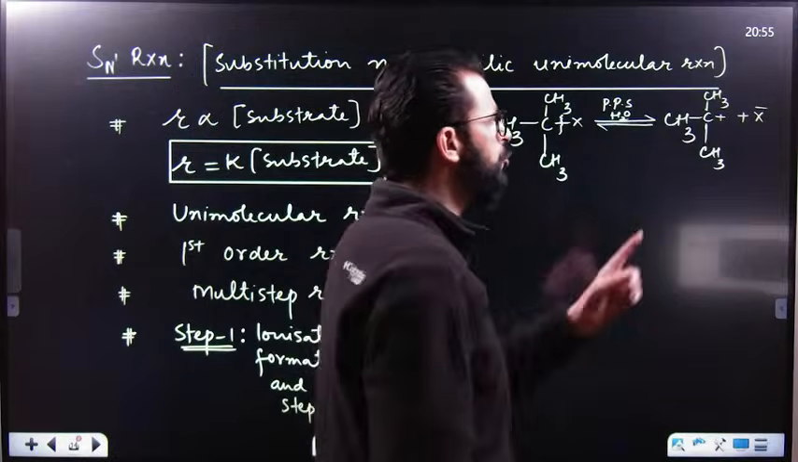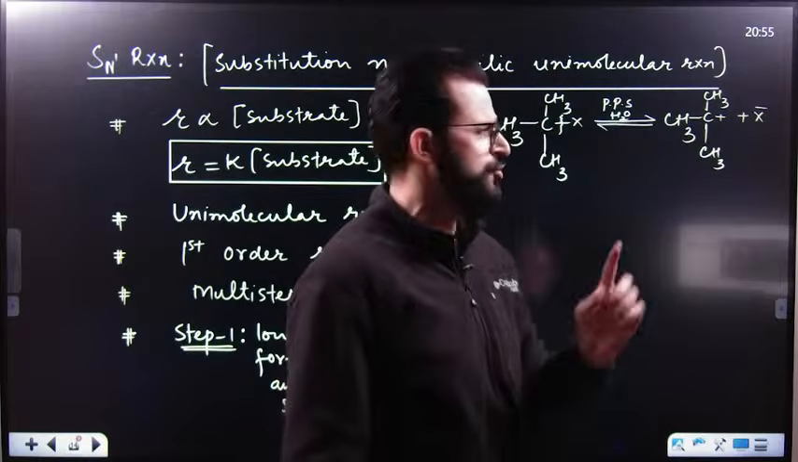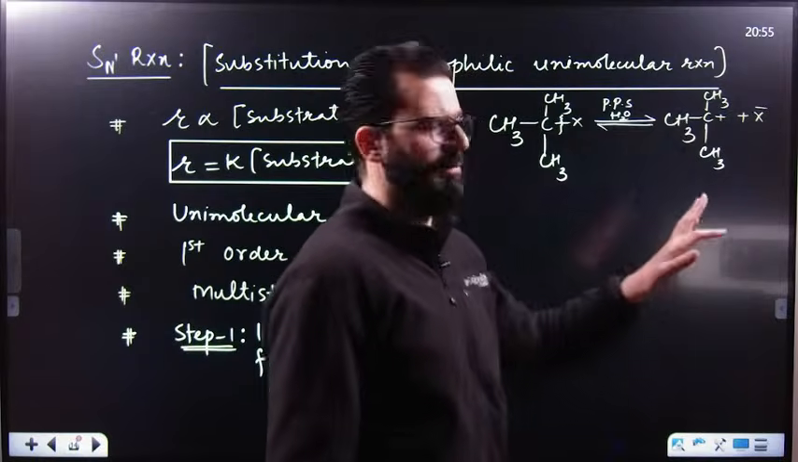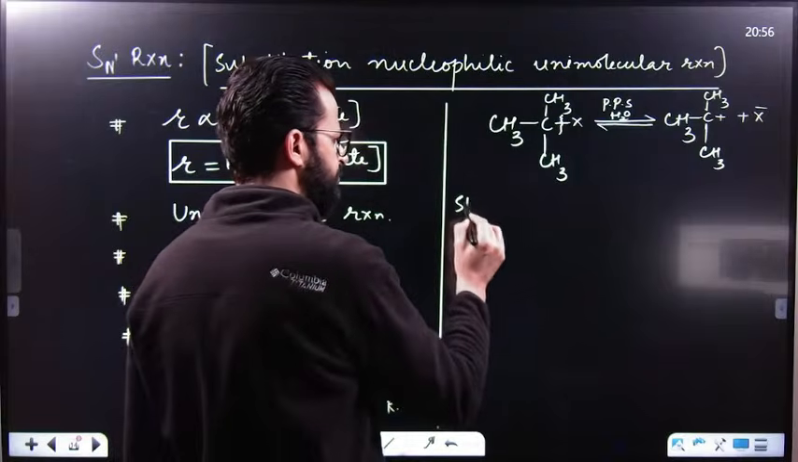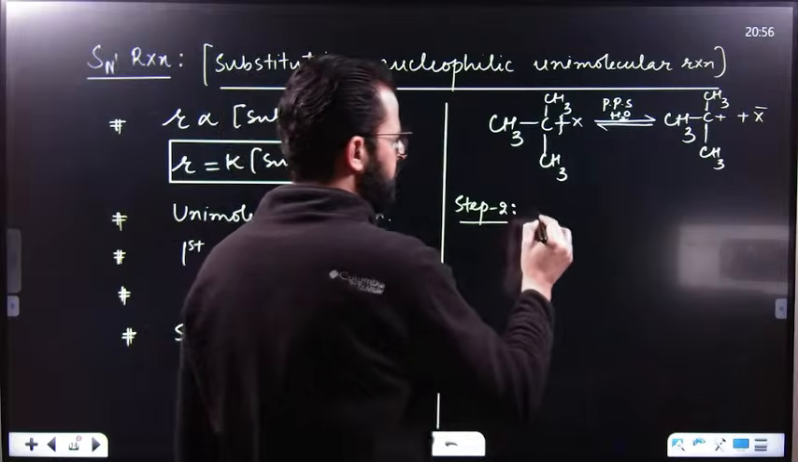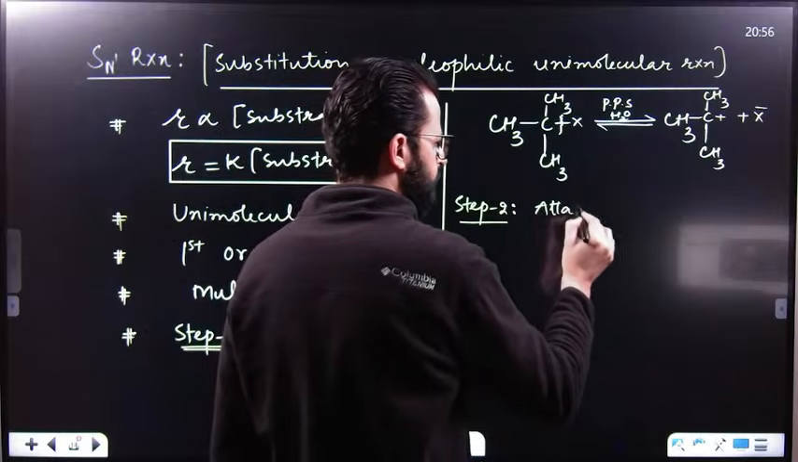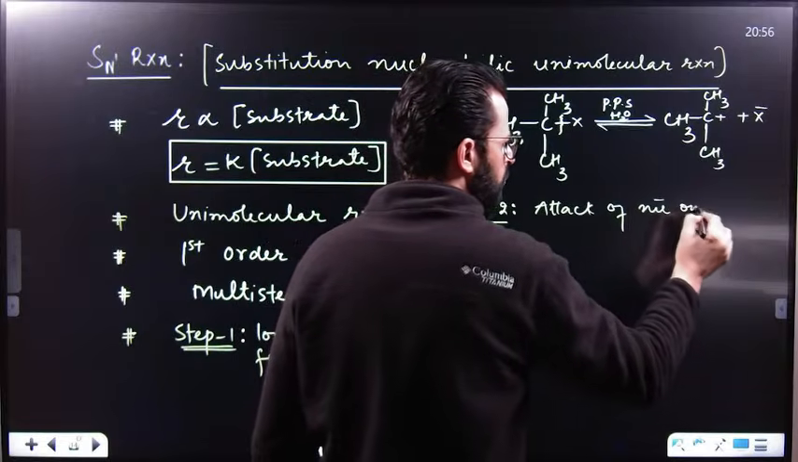After that, you have to do rearrangement, because as carbocation is formed, rearrangement can take place. So you have to do rearrangement if possible. But we know here there will be no rearrangement in this case. So that's why step second will be simply attack of nucleophile on carbocation.